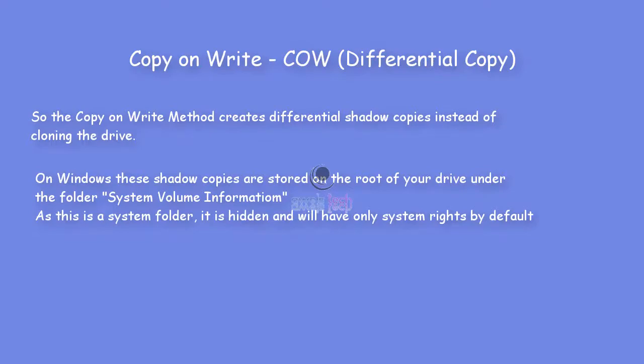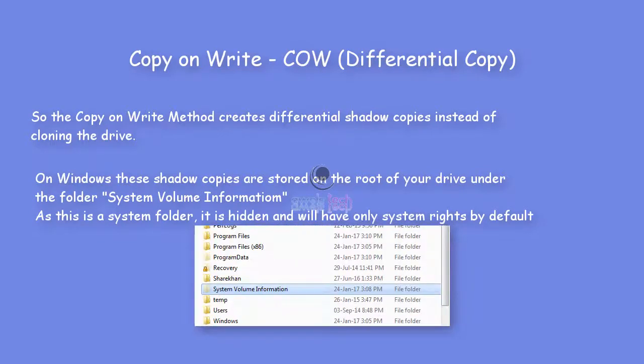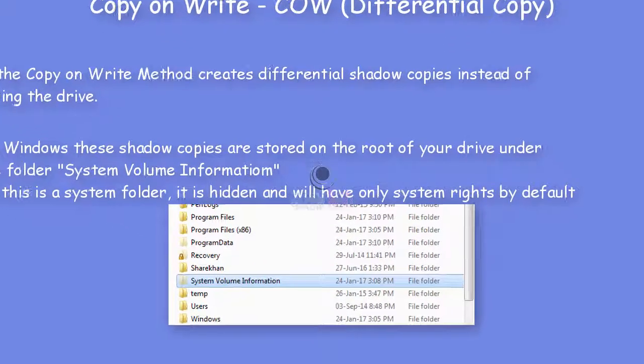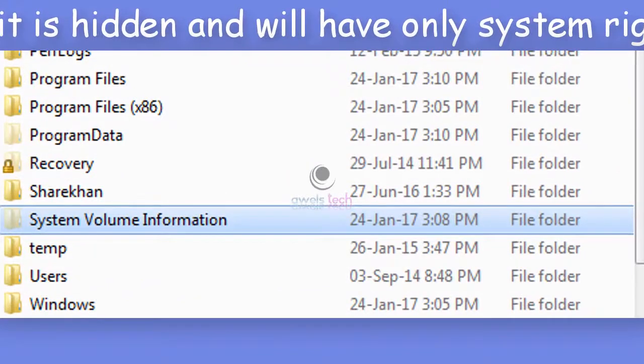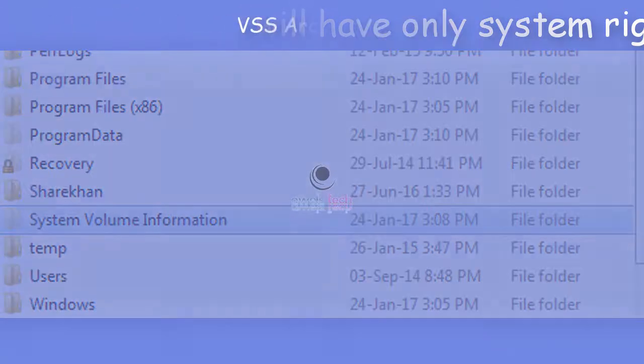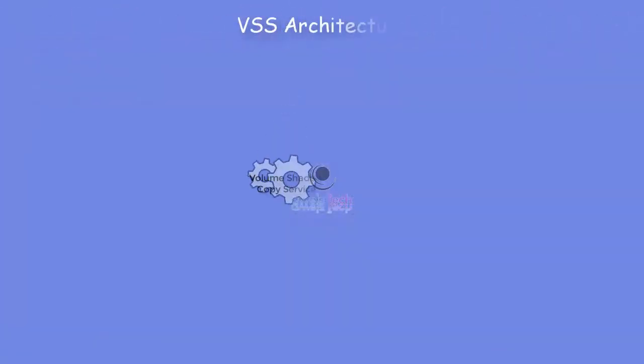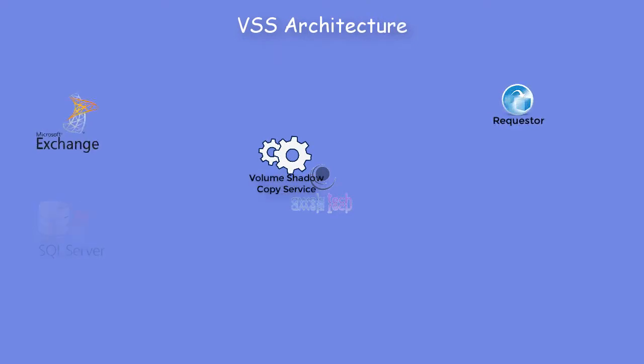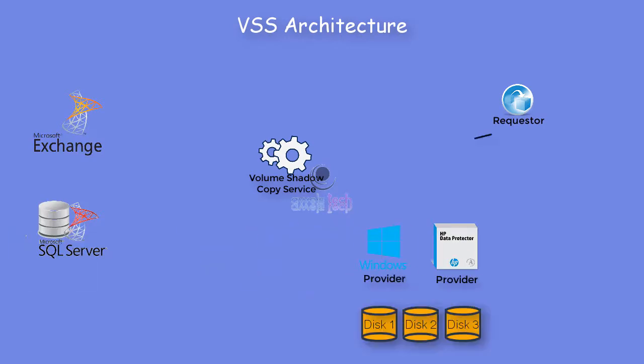So, COW creates a differential copy instead of cloning the drive. On Windows, this differential area is stored in the System Volume Information, which is usually hidden and has very limited writes. Now let's look at the VSS architecture. The important component here is VSS. The requesters talk to VSS, requesting backups.